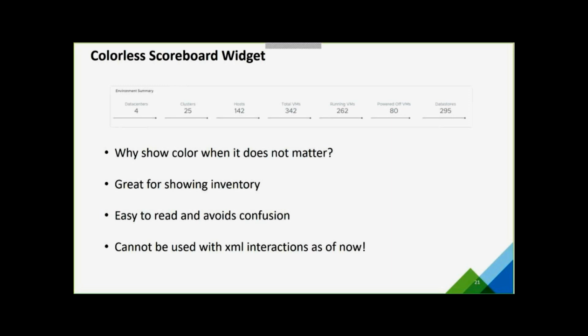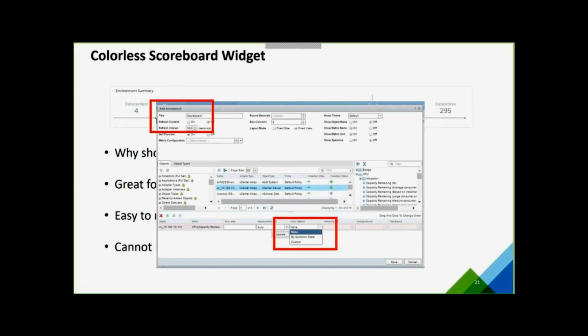If you have made a static scoreboard, though, like what you see on the screen, then you will be able to make a colorless widget. And that's where this setting comes into the picture. So here is the scoreboard widget which I'm trying to create, and I'm putting in the CPU capacity remaining metric for one of the hosts or clusters, or sorry, vCenter server in this case. You can see that I will now be able to use the color method option, where instead of using custom or symptom state, I can select none. Once I do that, I will not see any color next to that particular widget or box for that particular metric.